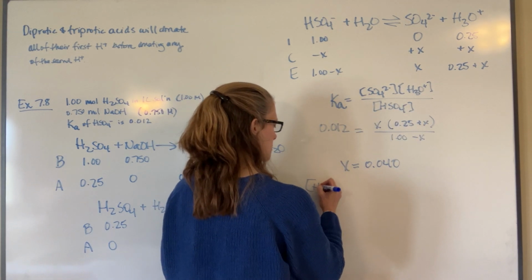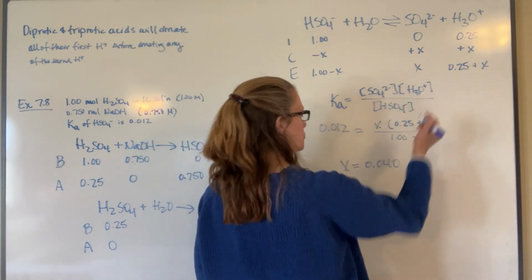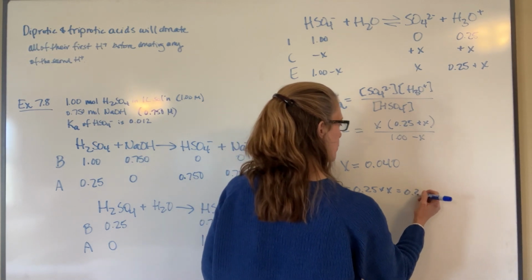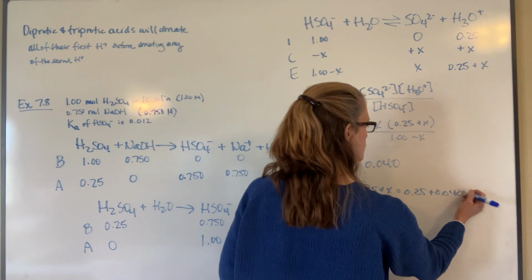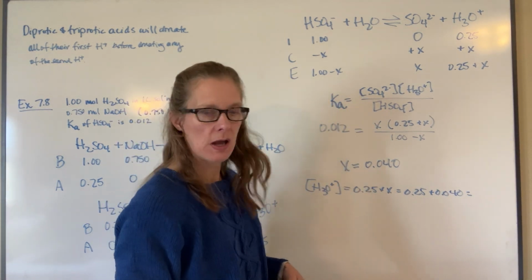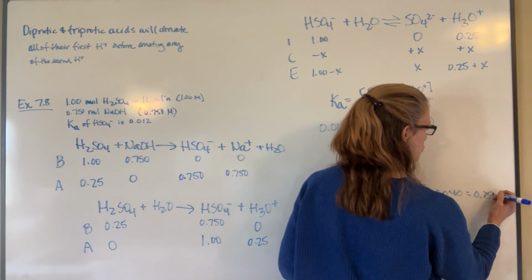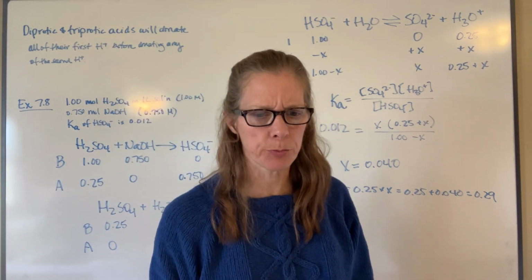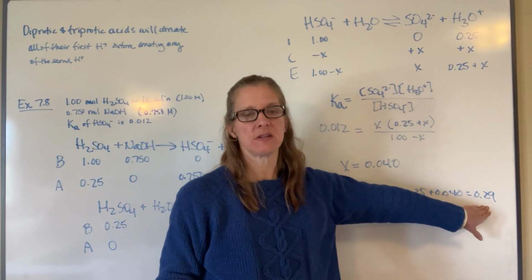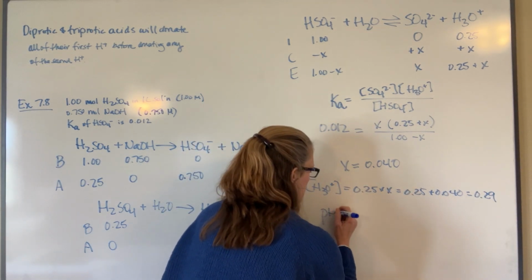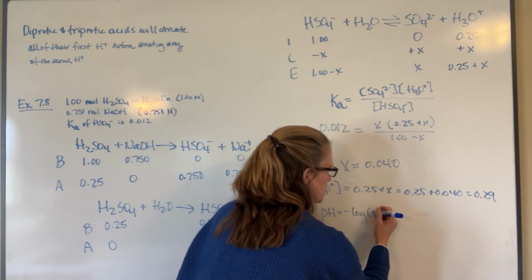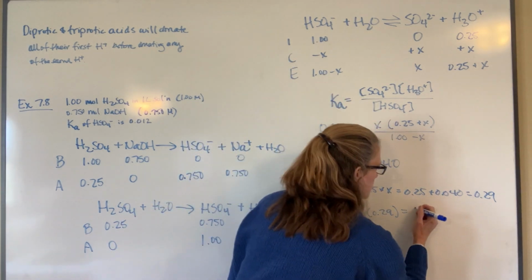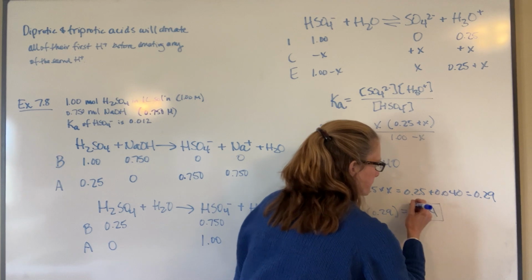So my hydronium ion concentration, from what I learned from this reaction, is 0.25 plus x, so that's 0.25 plus 0.040, and then when I add that together, that's going to give me 0.29. Remember, use your addition rules for significant figures there. So that's 0.29. Now you can take the negative log of this number. And so if you take the negative log of 0.29, now you're going to be able to come up with a pH, and you're going to have a pH of 0.54. Okay?